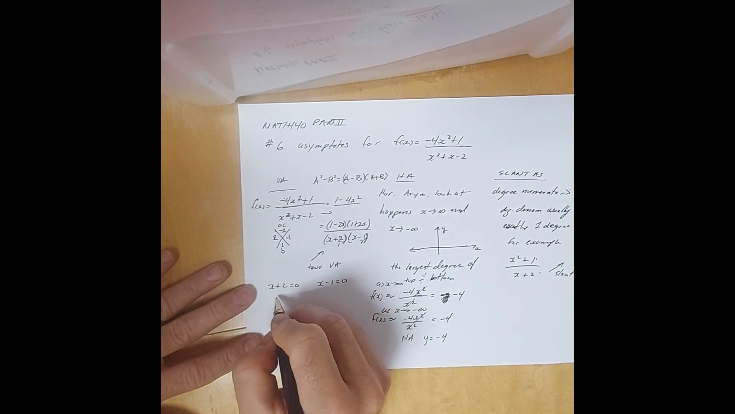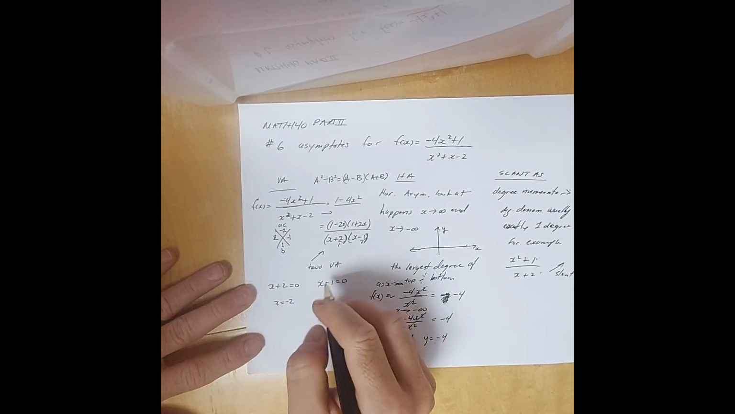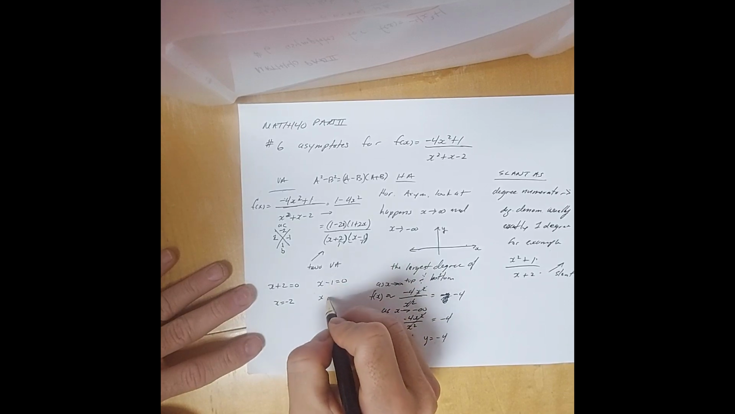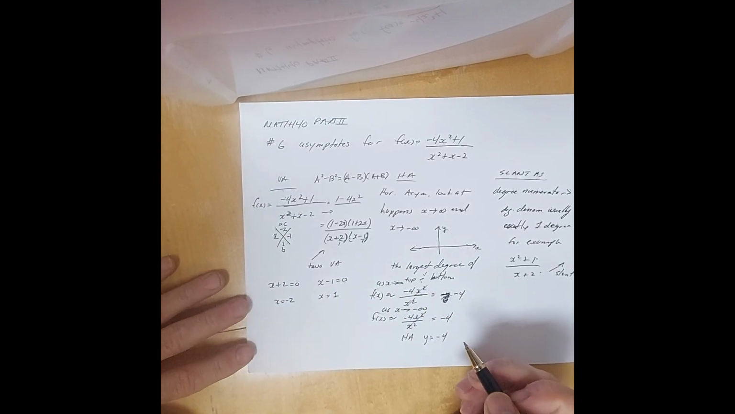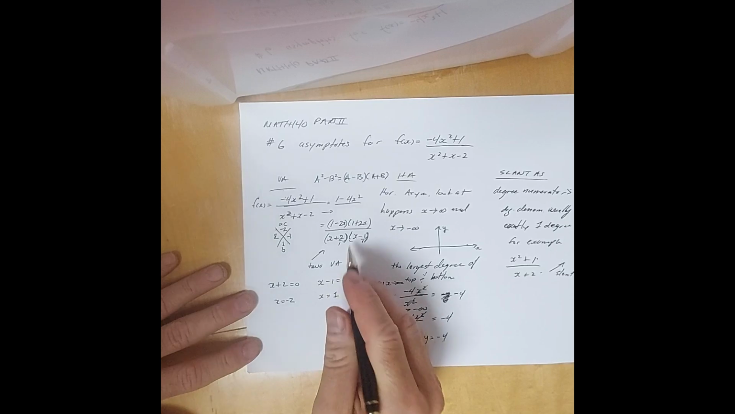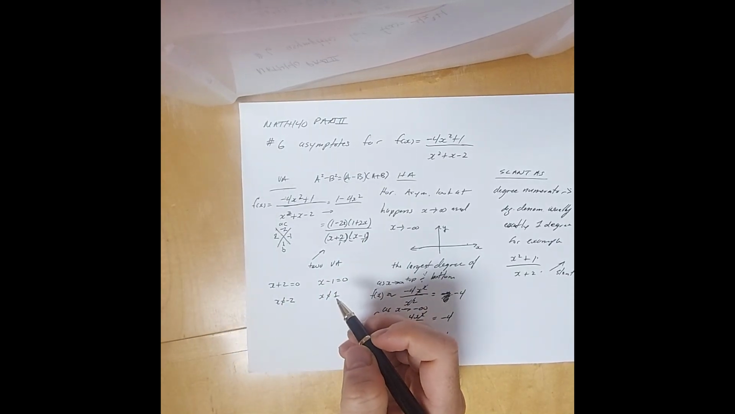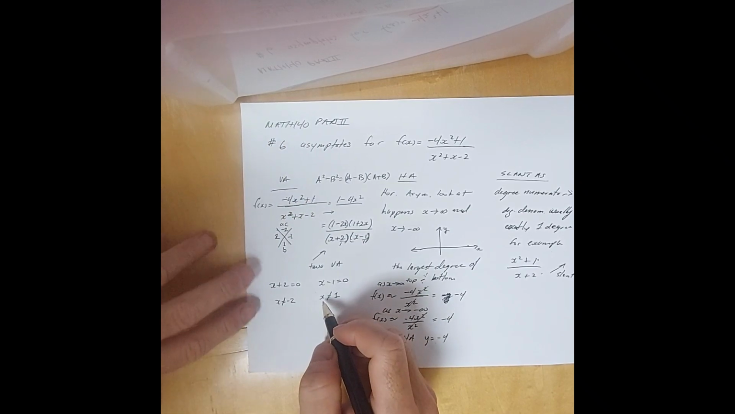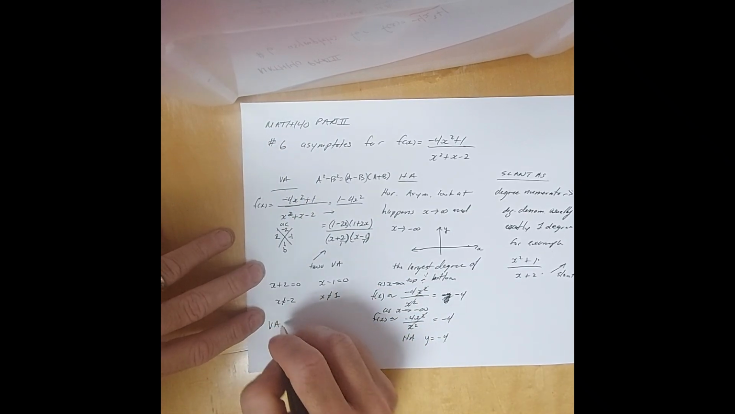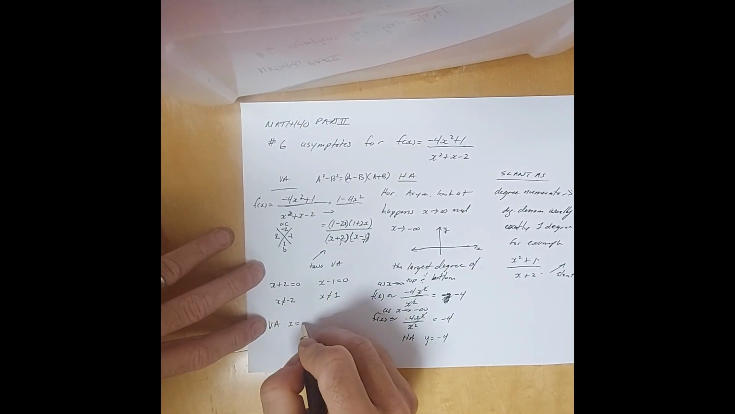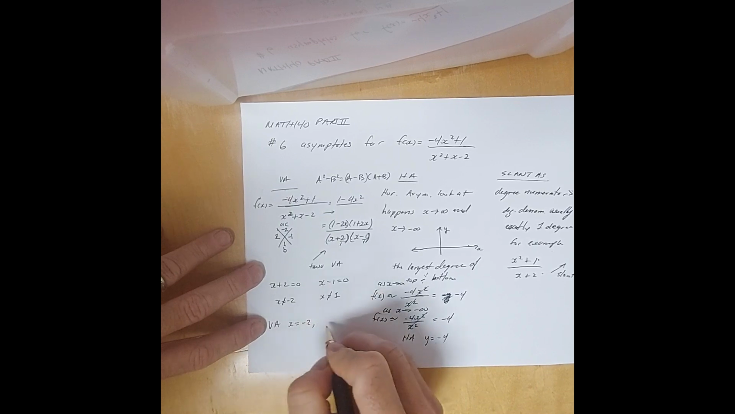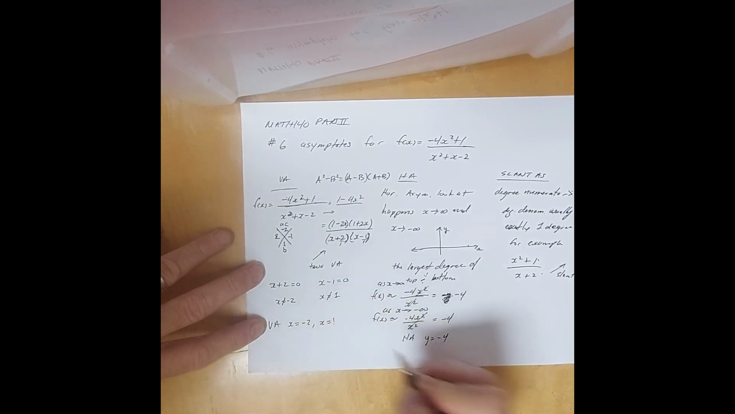Subtracting 2 from both sides, I get x is equal to negative 2, and adding 1 to both sides, I get x is equal to 1. Okay, but again, these are the vertical asymptotes, so I don't want x to equal 0, so I don't want x to equal either of these two values. So my vertical asymptotes occur when x is equal to negative 2 and when x is equal to 1.